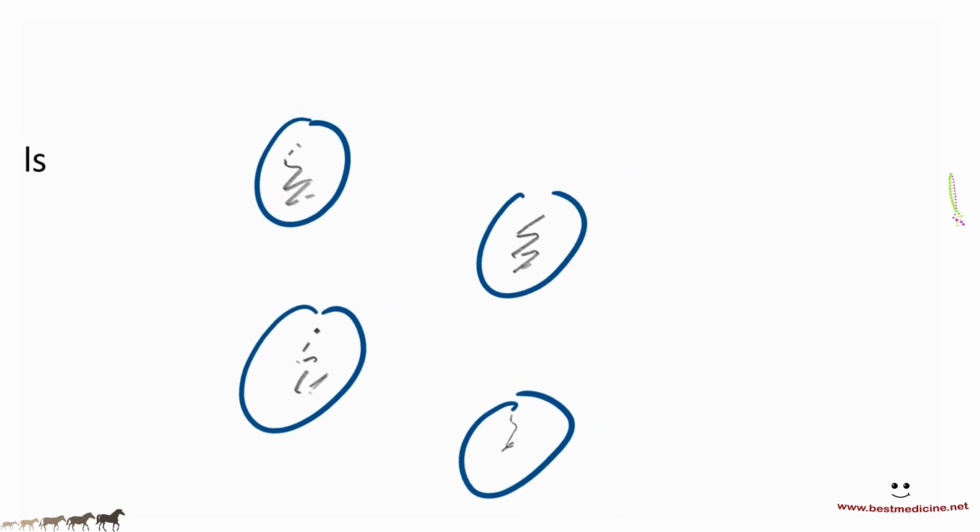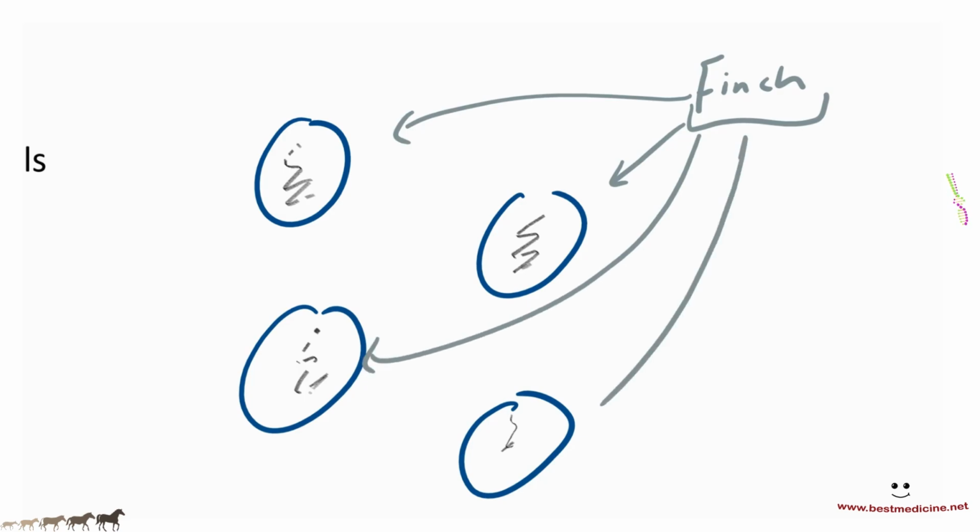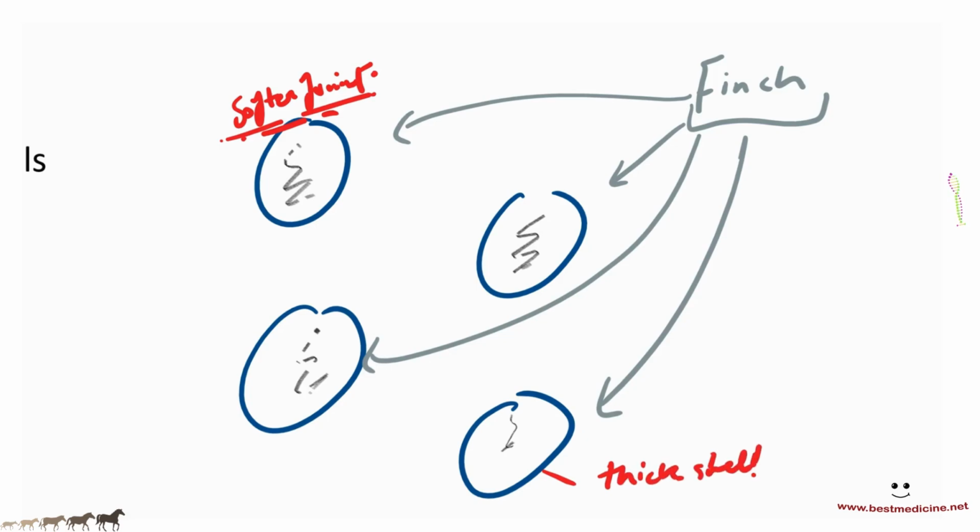For example, if a couple of birds migrate here, let's say finches, we have a parent finch, and a couple of them go there, a couple go there, and some go there. Each of these finches starts proliferating in its given environment, and the environment is going to select the best out of all of them. For example, you have softer fruit over there, and thick shell nuts here.